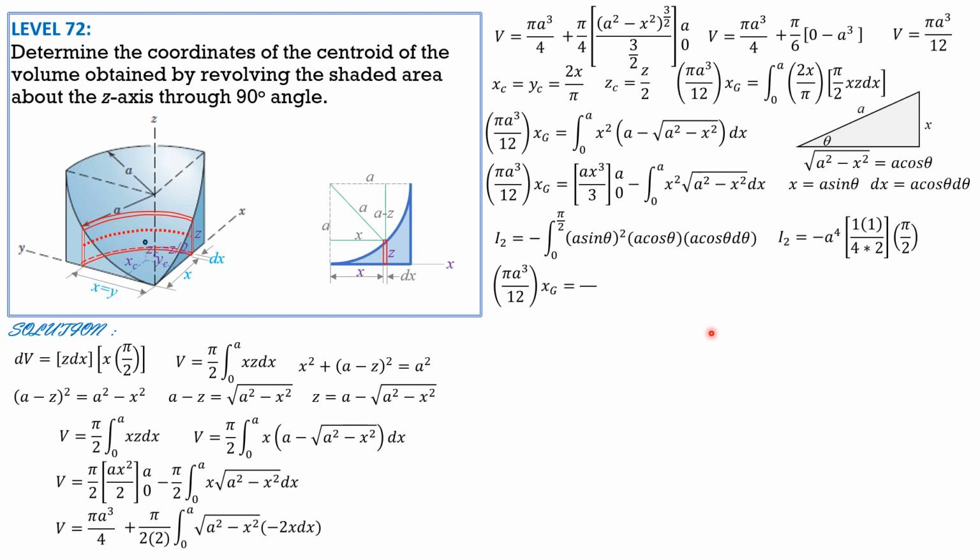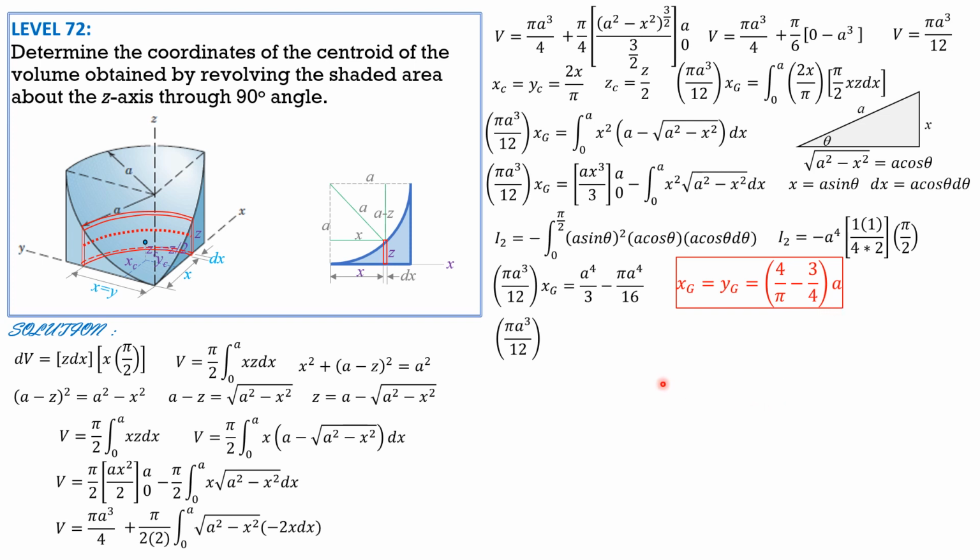So pi over 12 a cubed xg equals a to the fourth over 3 minus pi a to the fourth over 16 from this result. So simplifying and solving for xg, xg equals yg equals 4 over pi. So 12 divided by 3 is 4. Cancel a cubed. Then divided by pi. Then 12 times pi over 16, that's negative 3/4 pi divided by pi. So 3/4. So that's how you have negative 3/4 here.